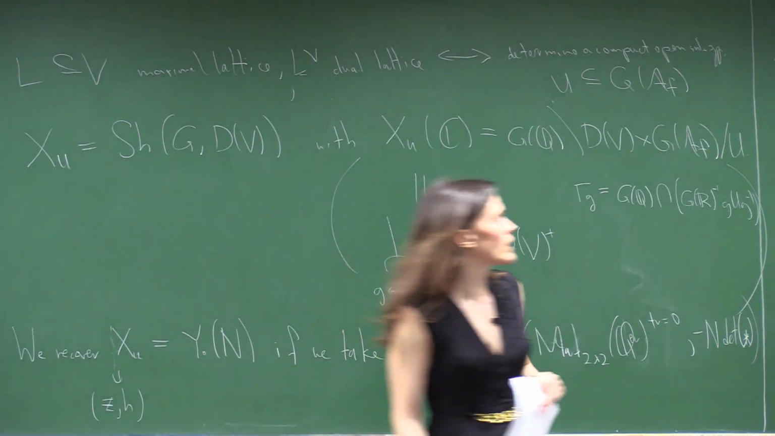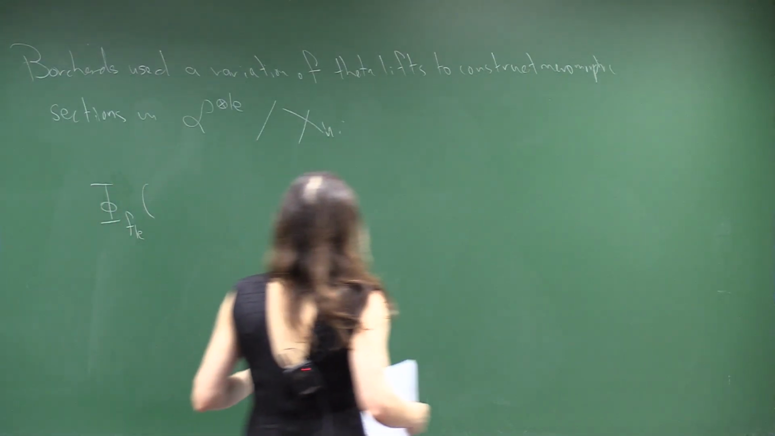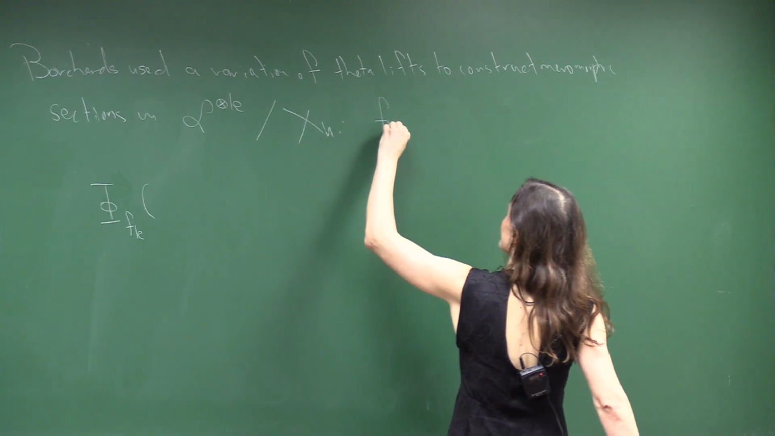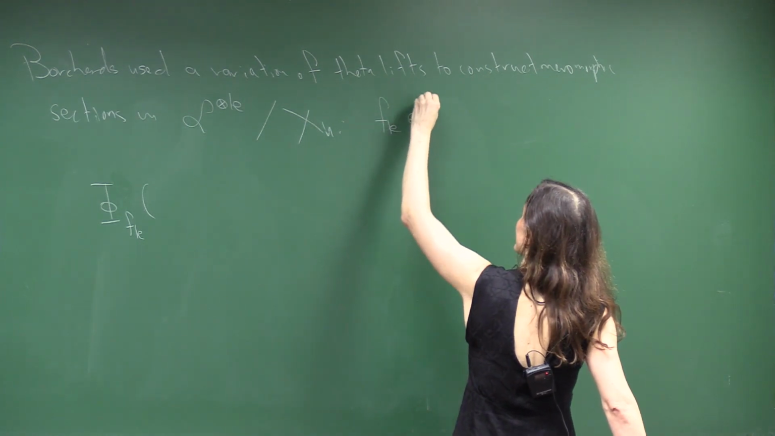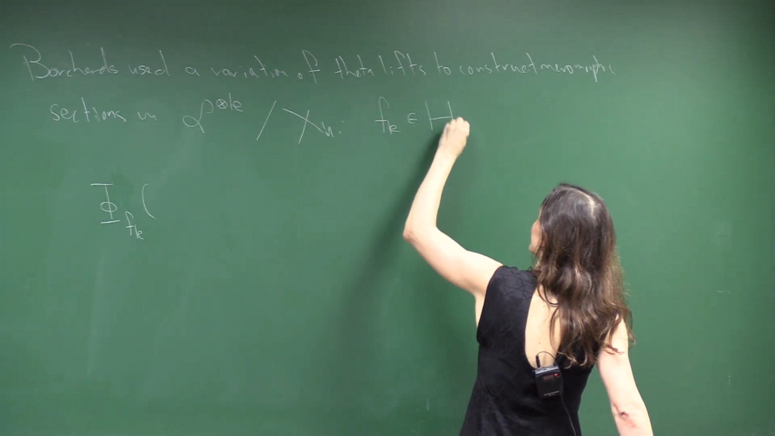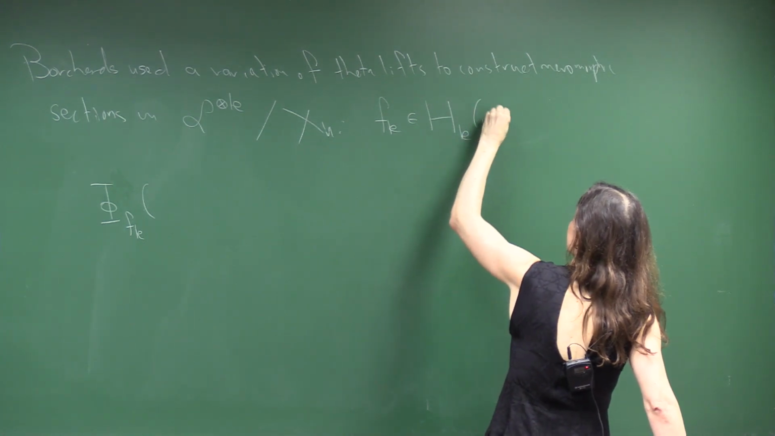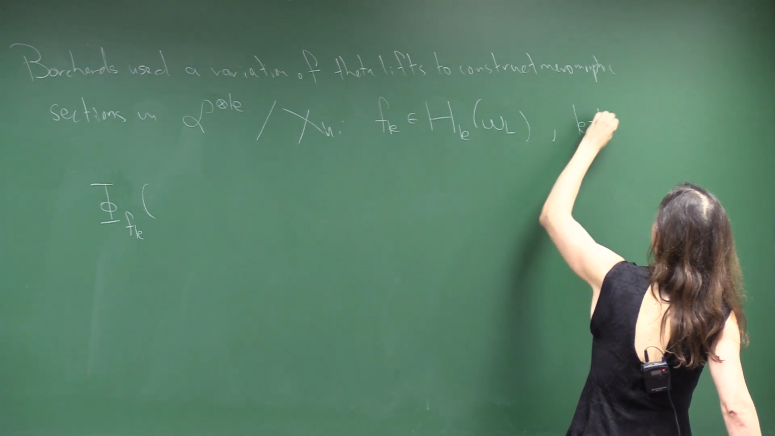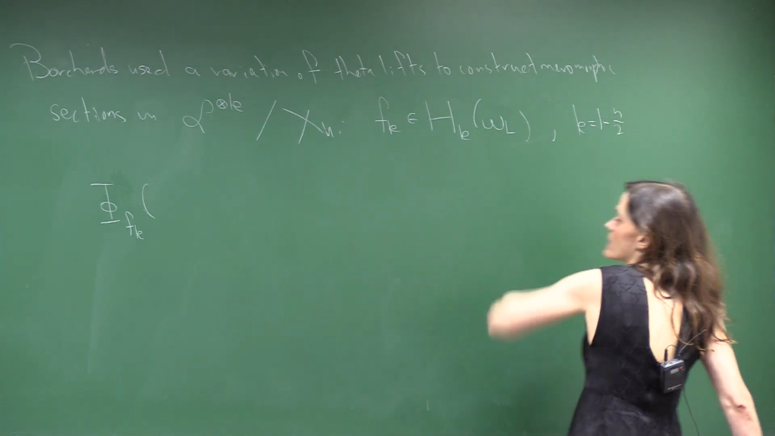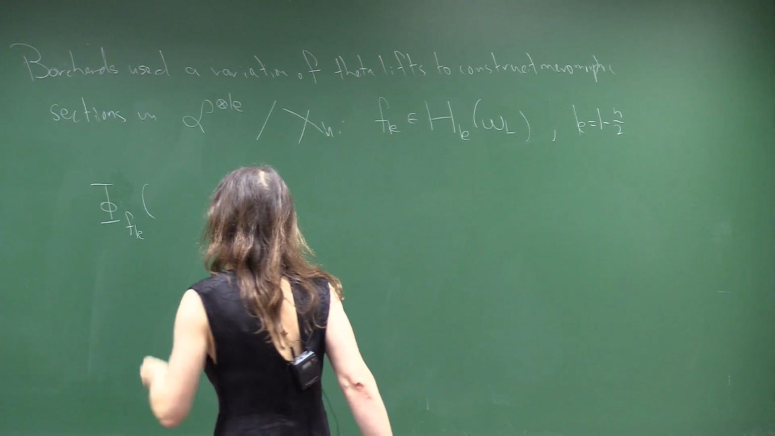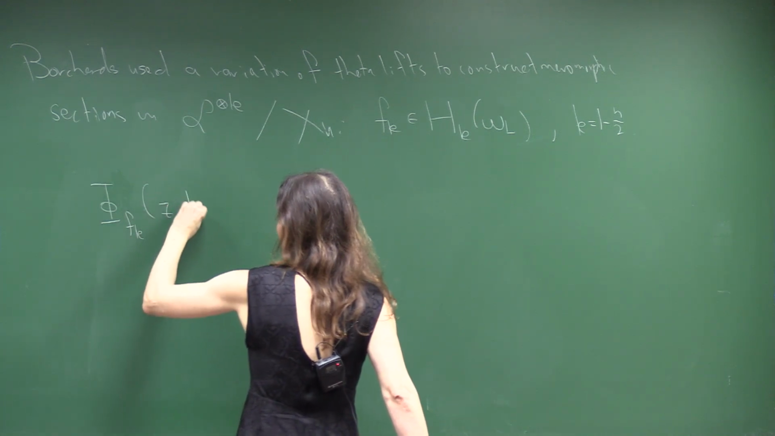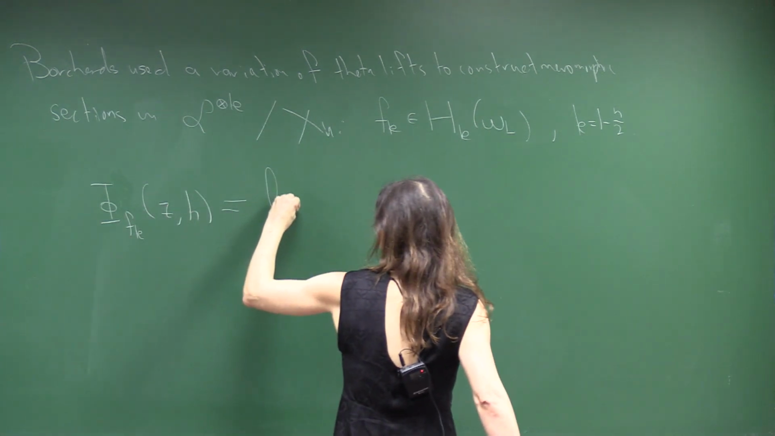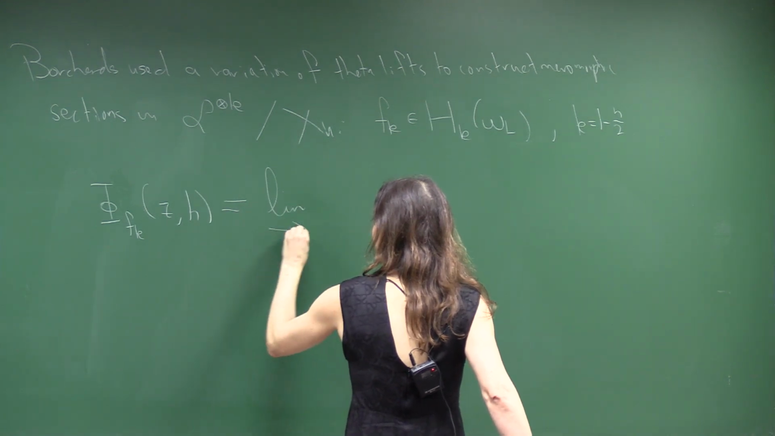And here, if Fk is a harmonic weak Maass form of weight k and Weil representation associated to the lattice, with weight k equals 1 minus n over 2, where n is the dimension of the positive part of the space, then this regularized theta lift is given by some sort of limit over truncated fundamental domains.